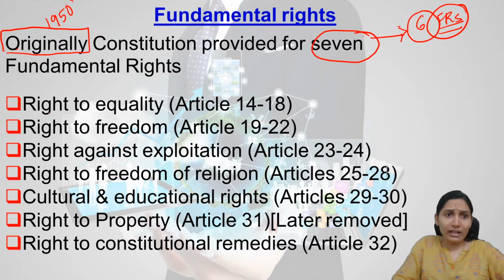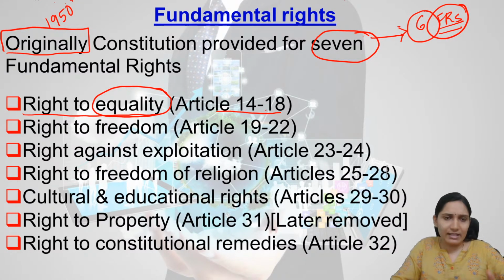The first one is the right to equality. Right to equality is the first fundamental right, and it is discussed under Articles 14 to 18. We will discuss that. Then the second one is the right to freedom, from Article 19 to 22.